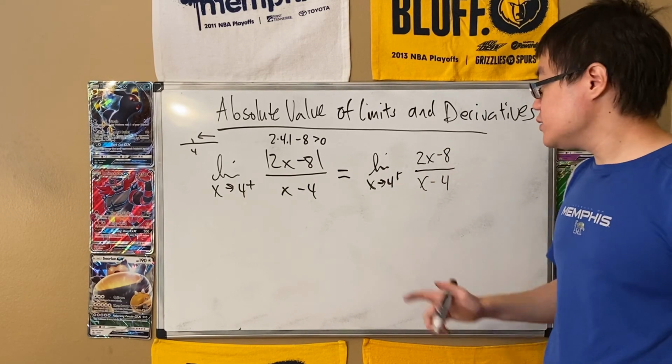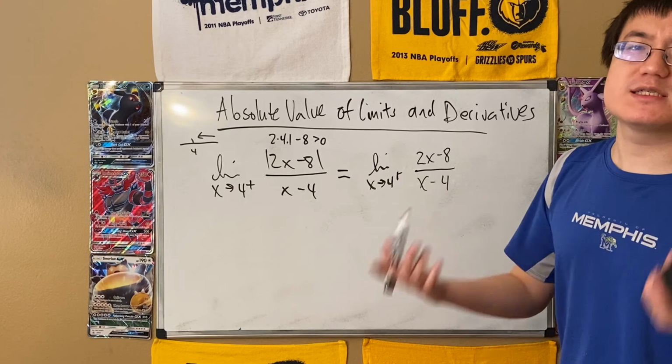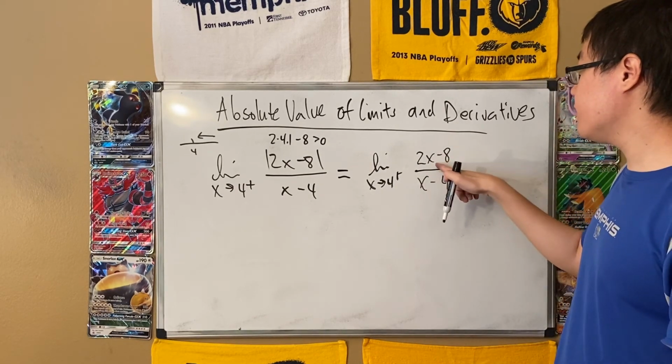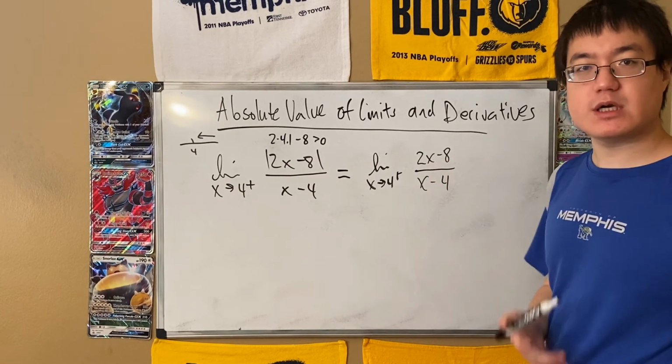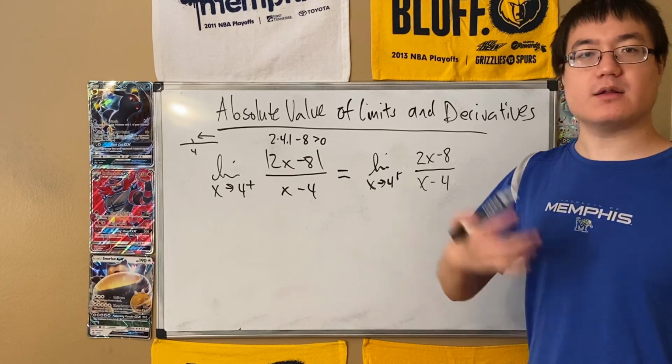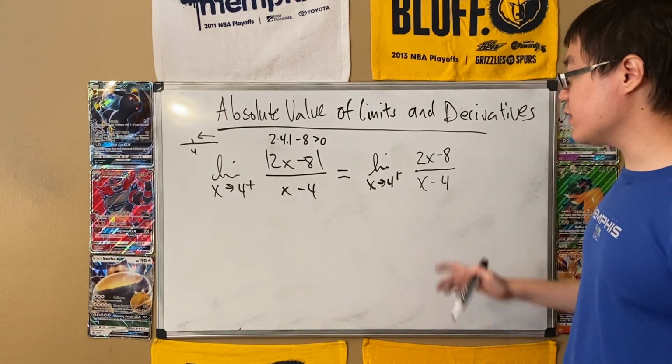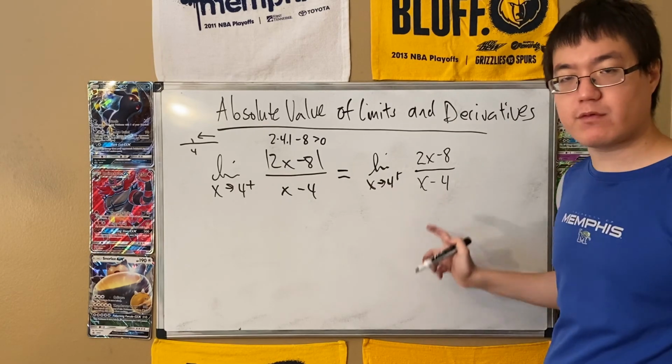I think of 2 different ways you can do it. The first way, which is probably the slightly harder way, is to plug in 4 here. Notice that you get 0 over 0, and then you apply L'Hopital's rule. So you'll take the derivative of the top and the derivative of the bottom. That'll just be 2 over 1.